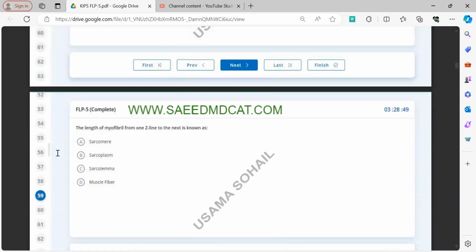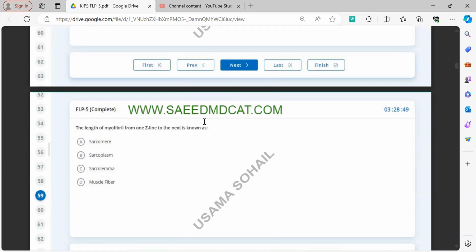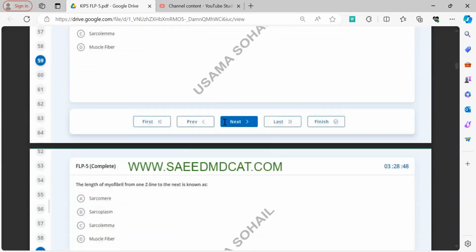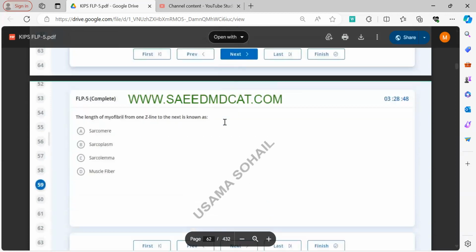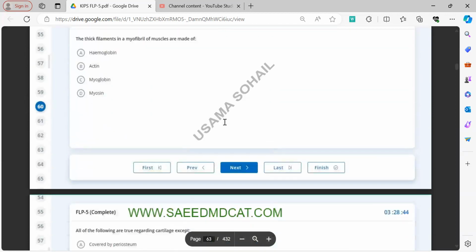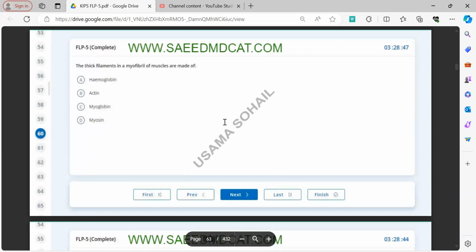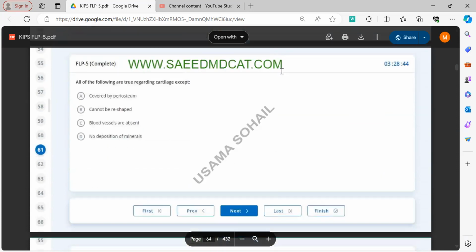Now, in question number 59, a sarcomere is represented by Z, and it is the distance from one Z line to another. In the case of skeletal muscles, it is the main structural and functional unit. Lastly, in question number 60, the thick filaments in a myofibril are known as myosin, whereas the thin filaments are known as actin.